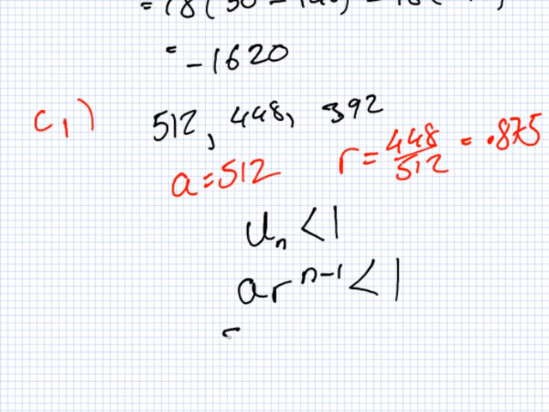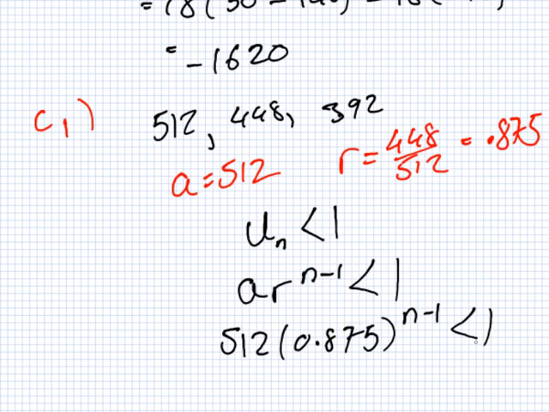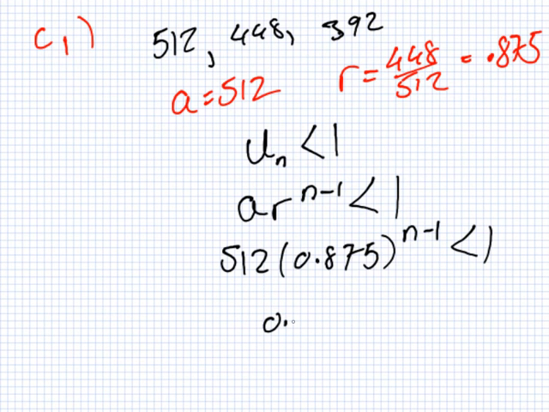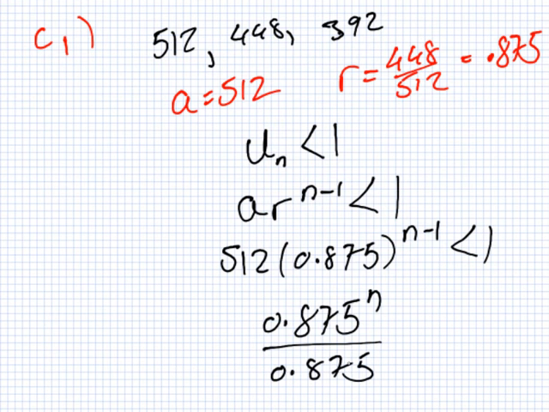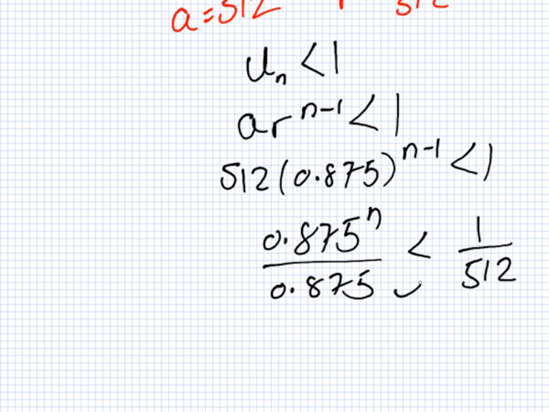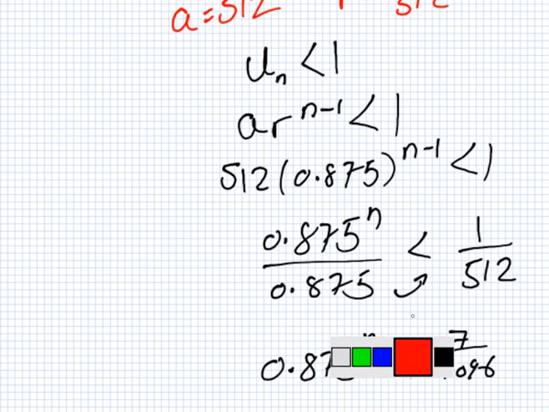The A is 512, 0.875 to the n minus 1 less than 1. So 0.875 to the n less than 1 over 512. So what I can do is I can bring this up to the right, and I get 0.875 to the n less than 7 over 4096. All I did was I took this up to the right here, and this is what I got on the calculator.